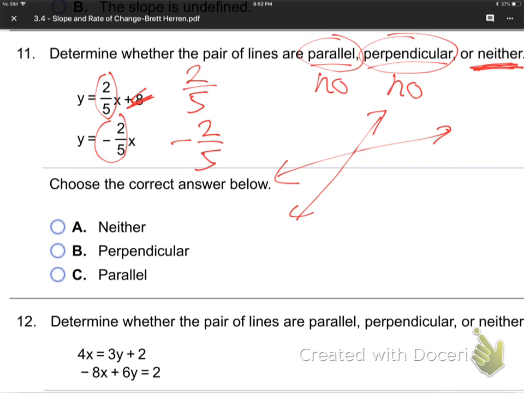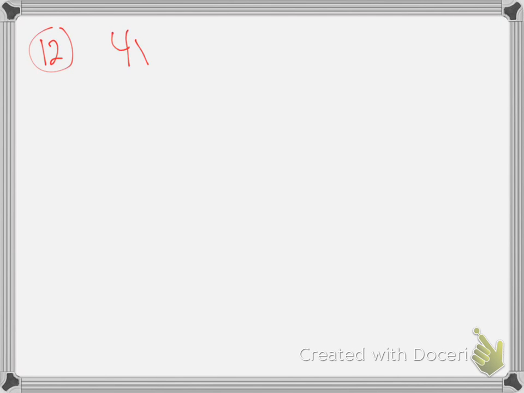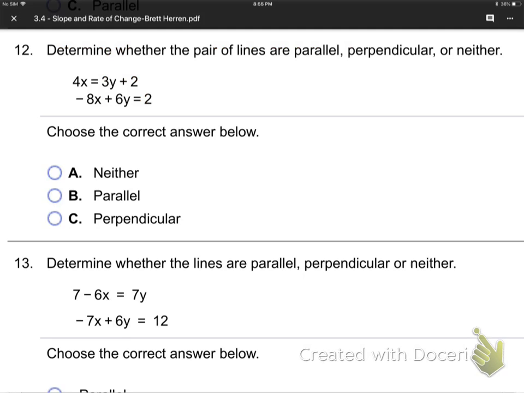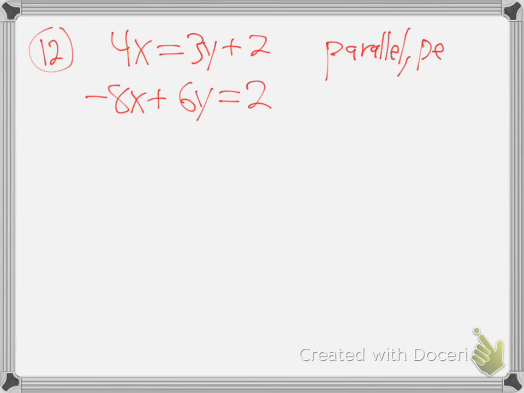All right, is that good? We'll try number 12. So here I'll write those, in fact, let me just rewrite it. That's not very good. 3y plus 2. And the other one is -8x plus 6y equals 2. Okay, so they want to know, are these parallel, perpendicular, or neither? That's the question.